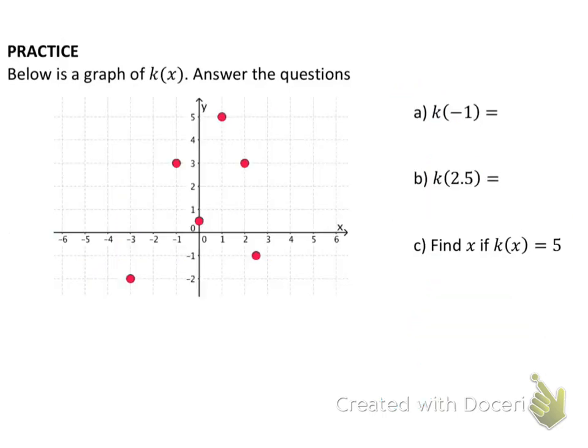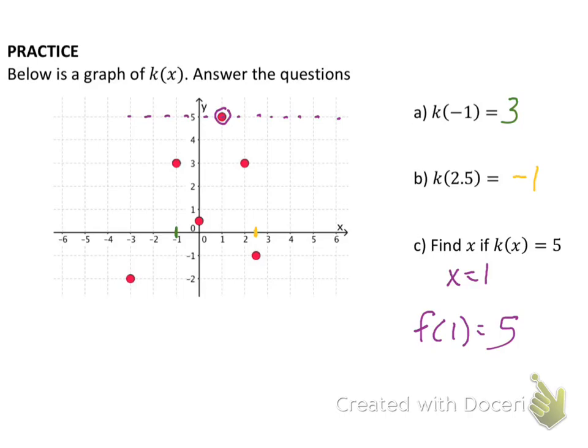Okay, so here is a discrete graph this time. It's just a bunch of points. Go ahead and work through these. There are your answers for these where we evaluated this function k of x. Make sure you jot down any questions you might have if your answers disagree.